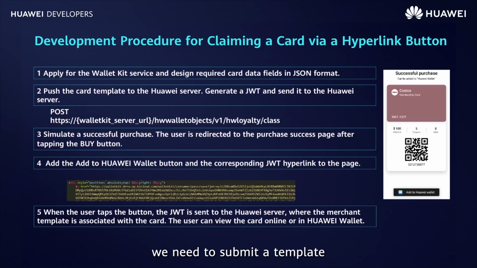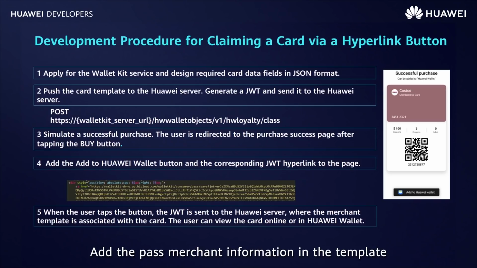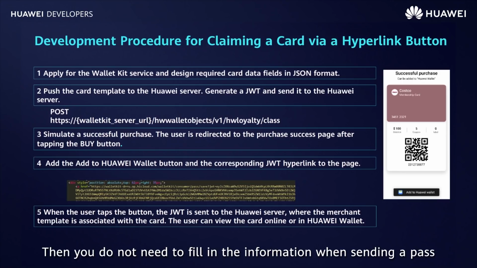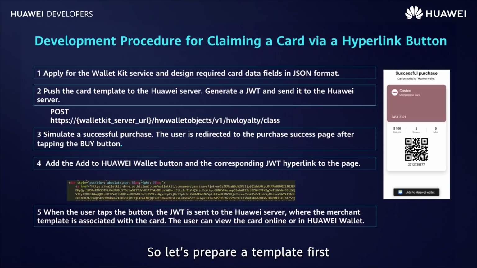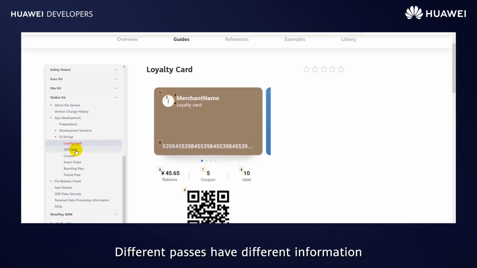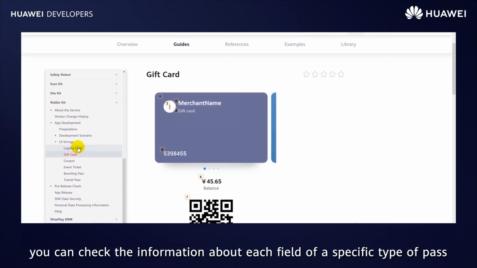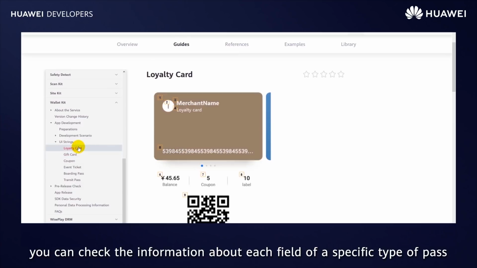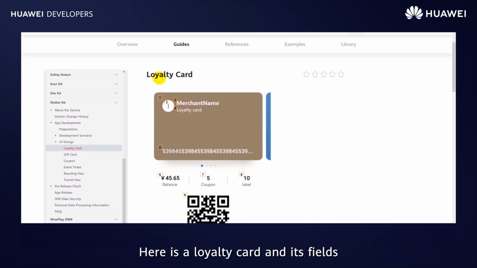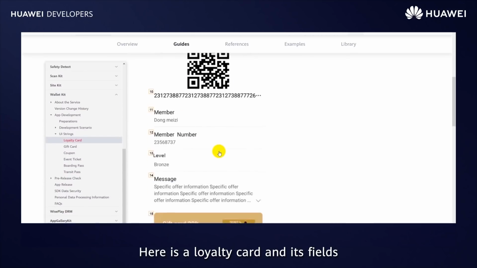First, we need to submit a template in JSON format. Add the pass merchant information in the template. Then you do not need to fill in the information when sending a pass. So let's prepare a template first. Different passes have different information. On the Huawei developer website, you can check the information about each field of a specific type of pass. Here is a loyalty card and its fields.